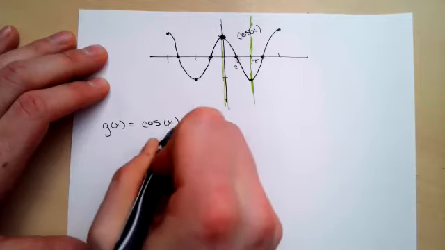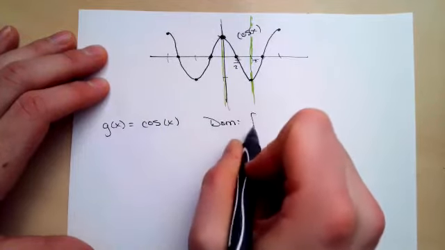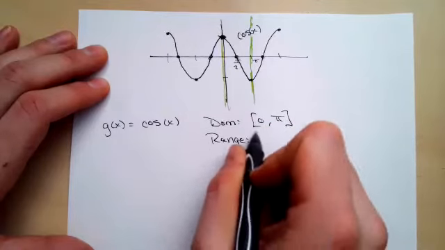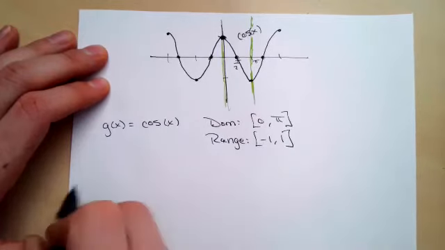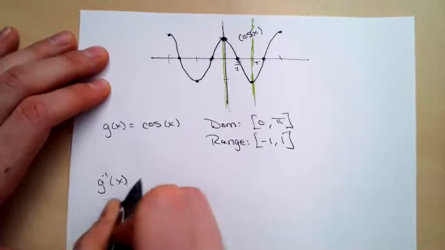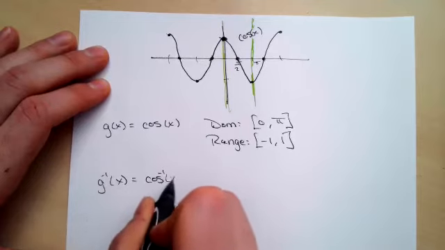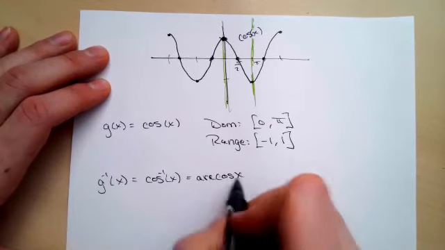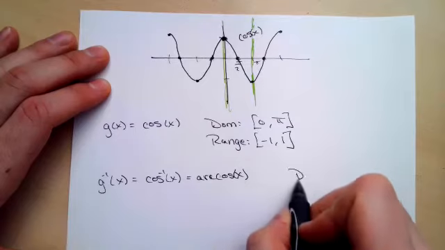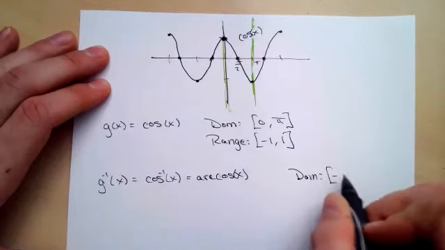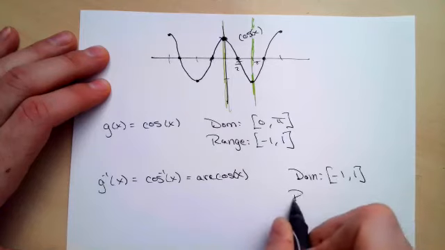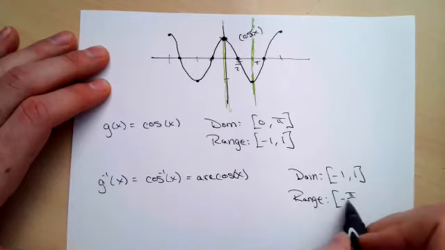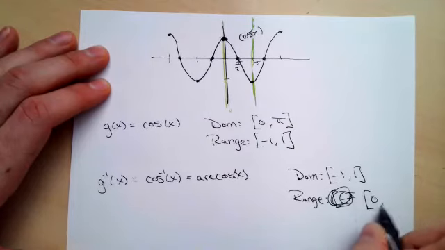So cosine of x with our domain from 0 to pi, range still gives us -1 to 1. Then the inverse function, which we also call arc cosine, will have the domain and range flipped. So again, domain is -1 to 1, and the range, 0 to pi.